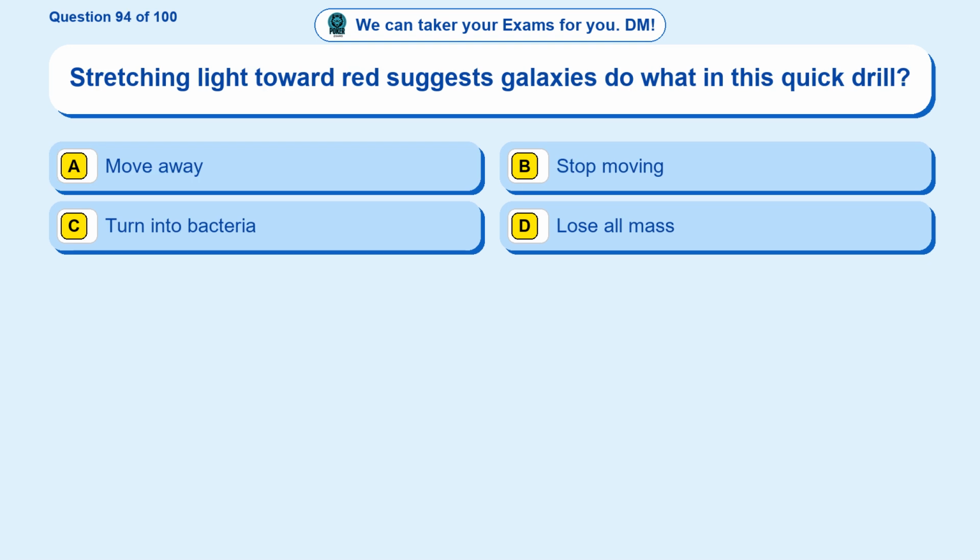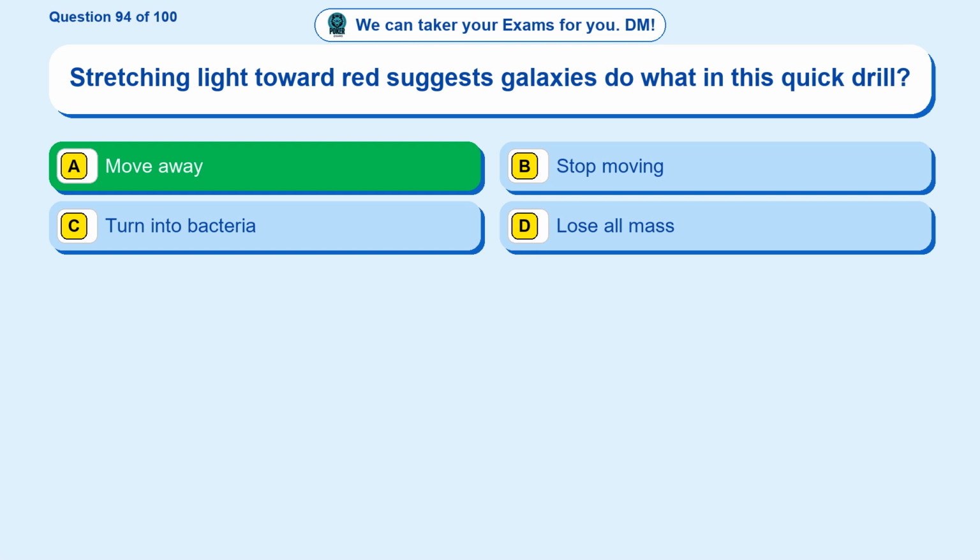Question 94. Stretching light toward red suggests galaxies do what in this quick drill? Option A, move away. Option B, stop moving. Option C, turn into bacteria. Option D, lose all mass. The correct answer is option A.